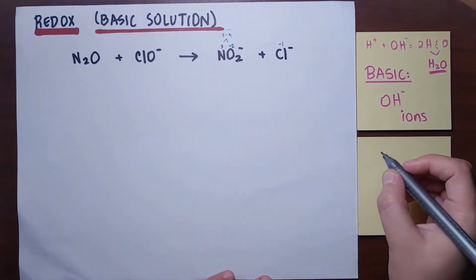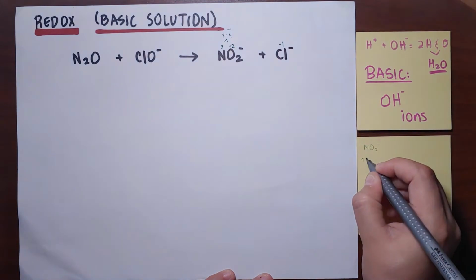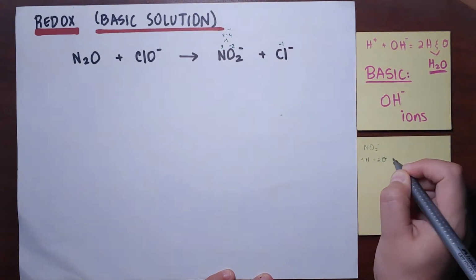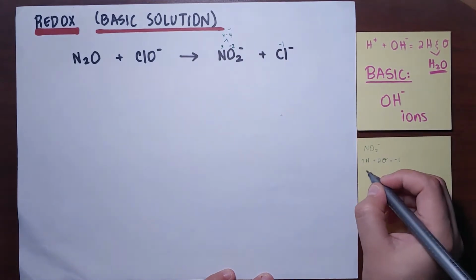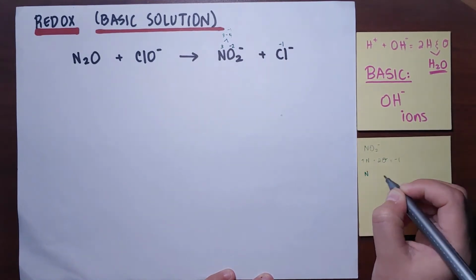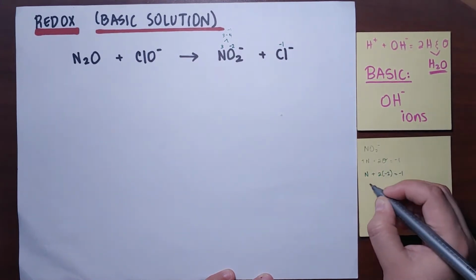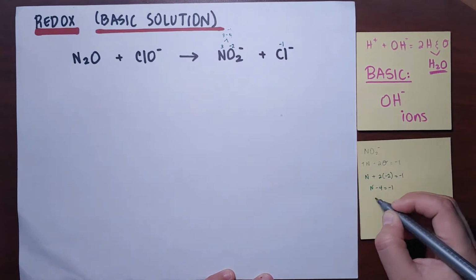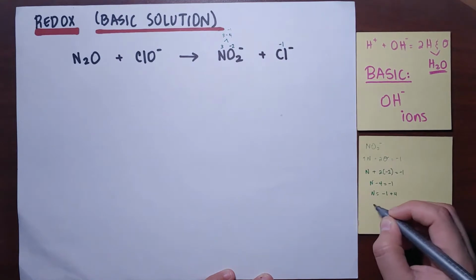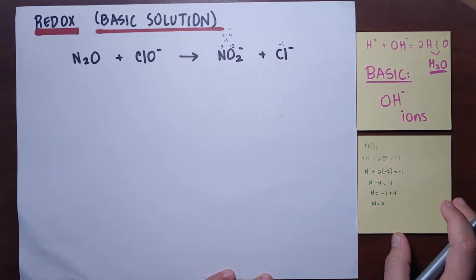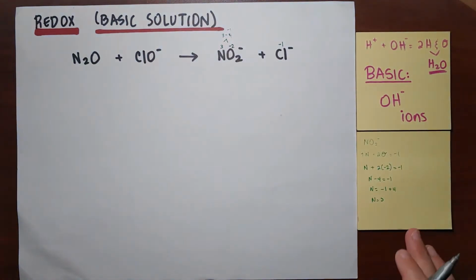Or you can do it apart, like NO2 minus: 1 nitrogen plus 2 oxygens equals -1. 1 times nitrogen is just nitrogen, plus 2 times -2 equals -1. Nitrogen minus 4 equals -1. Nitrogen equals -1 plus 4. Nitrogen equals 3. It takes a little longer, but if you want to make sure that you did it right, you can also do it in this method.